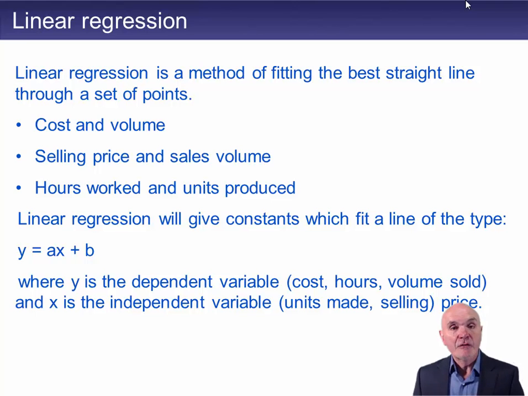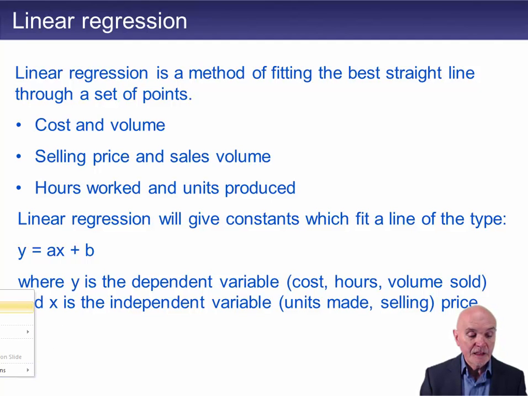Usually you have more idea that there is a relationship between the 2 variables. So as you increase the production volume, you'd expect the cost to go up. As you increase the selling price, you'd expect the sales volume to go down. As you increase the hours worked by your workforce, you'd expect the units produced to go up. And what the linear regression is going to give us is a line in this relationship.